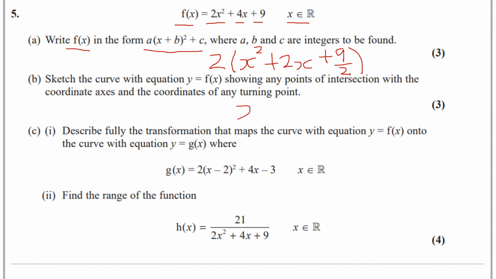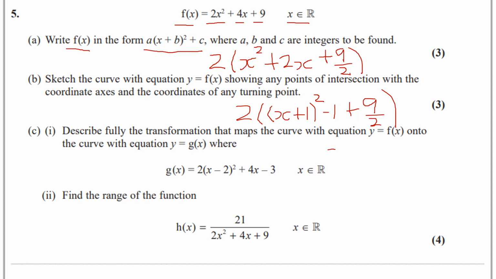We're going to have 2 open brackets, and then a bracket again. x plus half of the coefficient of x, so half of positive 2, that would be positive 1. Close the brackets, square it, subtract the square of this number, so subtract 1. So that would be that part there, and then plus the 9 halves. Close the bracket.